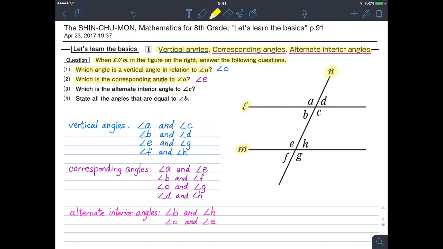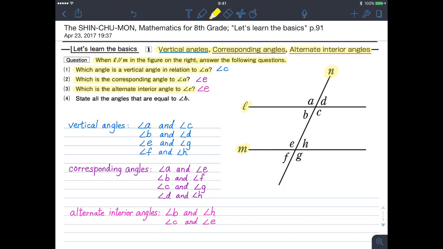The third question asks us, which is the alternate interior angle to angle C? Now you may remember that an alternate interior angle is an angle which is on an alternate side of the transversal, and interior, which means in the space between the two parallel lines. So in this case, angle C is an alternate interior angle to angle E. So the answer in this case is angle E.